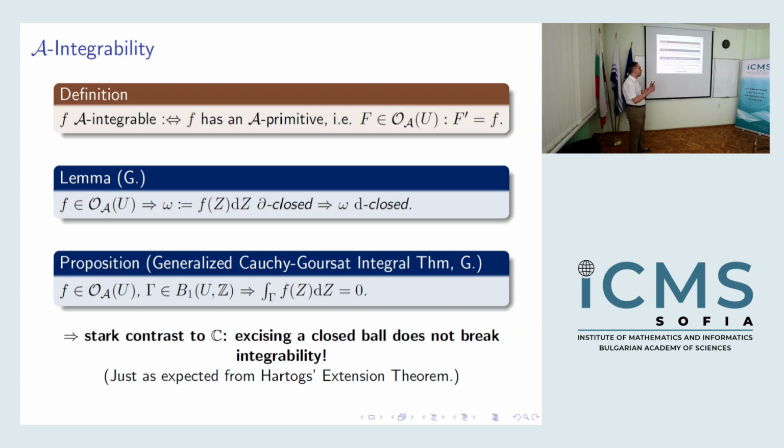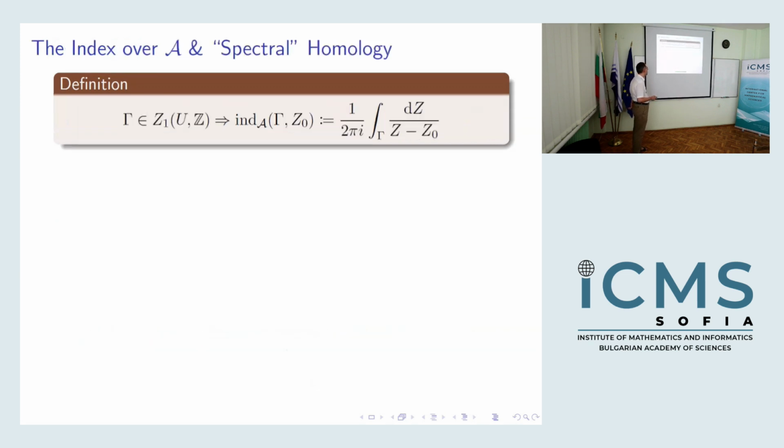If you take some domain in this high-dimensional space, and you remove a compact set from it, it does not reduce the class of integrable functions on this. Because in the complex plane, of course, if you remove even a single point, then it completely changes what you can integrate. But this is not unexpected. I mean, we already know this from the Hartogs extension theorem. But of course, this is a rather simpler proof in this special case.